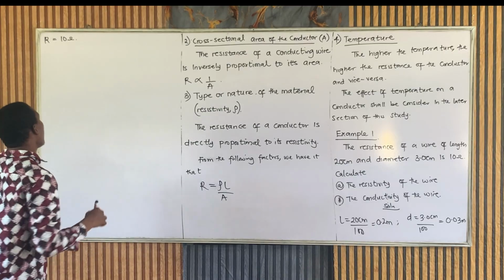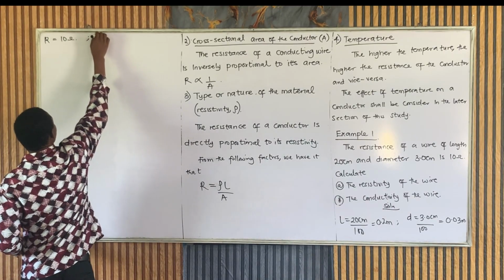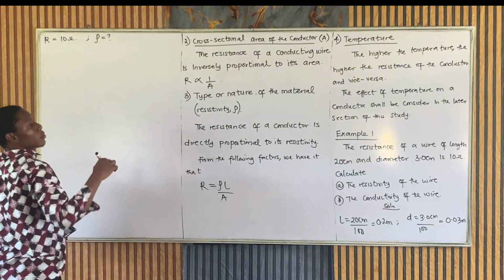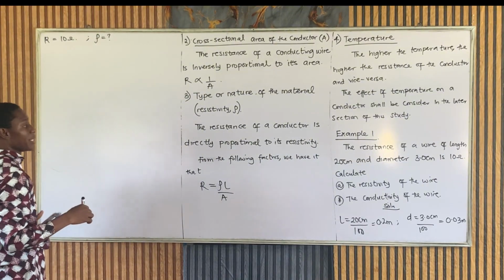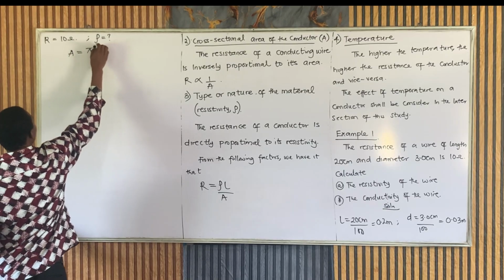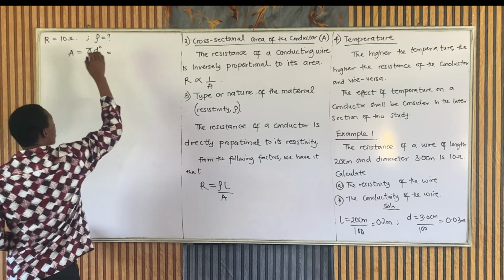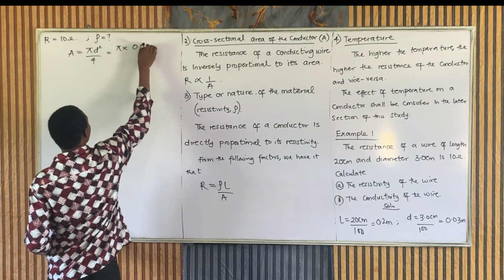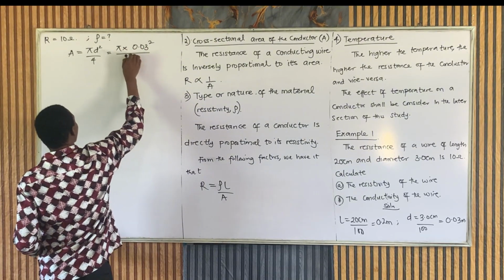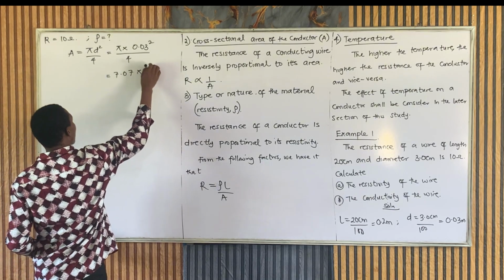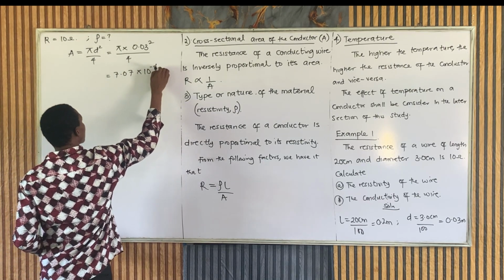Now, we are required to get firstly the resistivity. So to get resistivity, we need area. So let's go and get area first. Area is pi d square over 4, and that will be pi times diameter 0.03 squared divided by 4. This will give us 7.07 times 10 raised to the power minus 4 meter square.